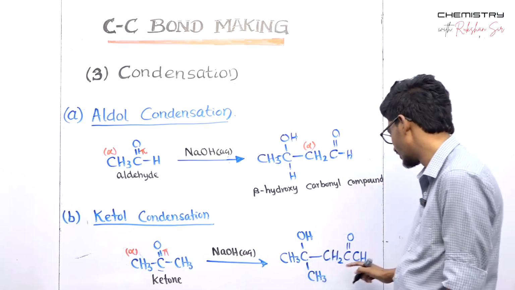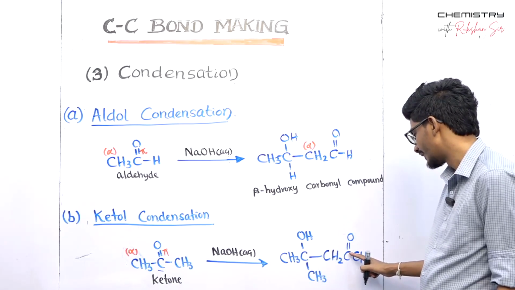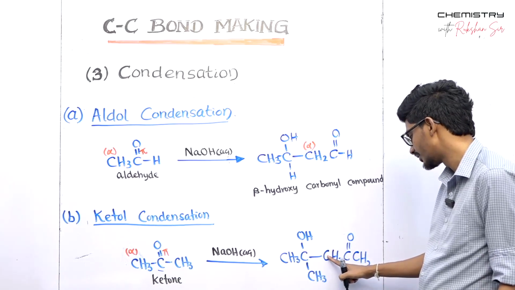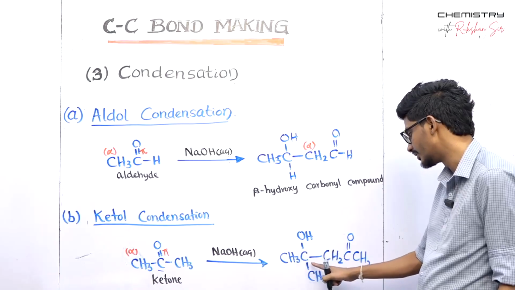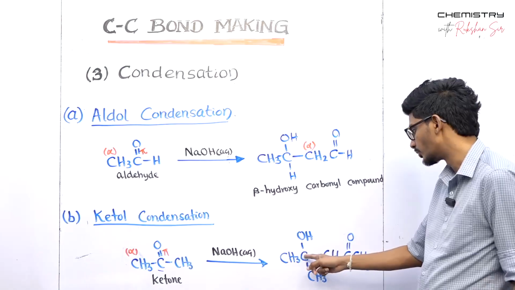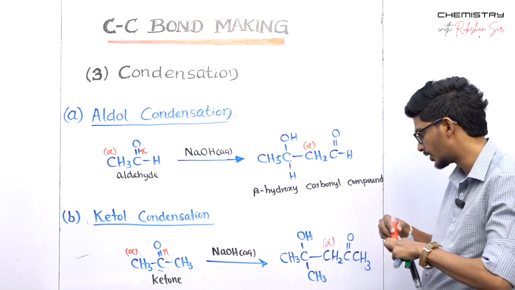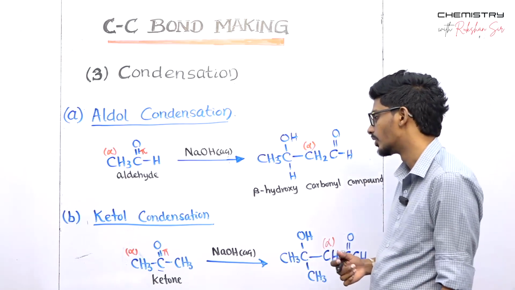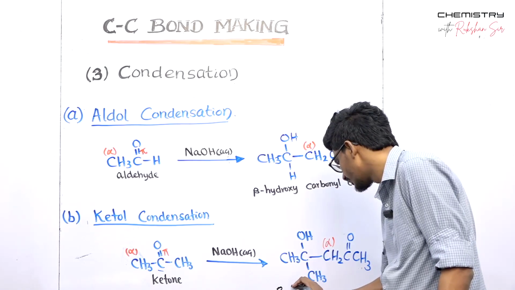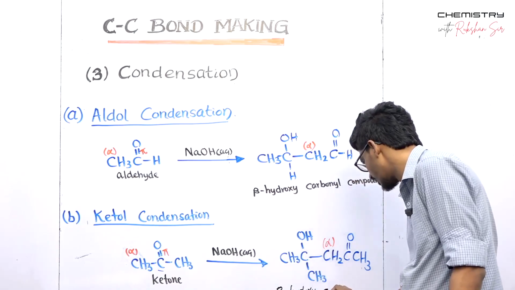So you clearly see, this is the alpha carbon, this is the beta carbon, this is the carbonyl carbon. The carbon just connected to that carbonyl carbon is the alpha carbon, and then the beta carbon. You can clearly see at the beta carbon you have an OH group. So that is a beta-hydroxy carbonyl compound. This is the alpha carbon, right? So again, it's a beta-hydroxy carbonyl compound. So with the aldol condensations or the ketone condensations, you will get the beta-hydroxy carbonyl compounds.